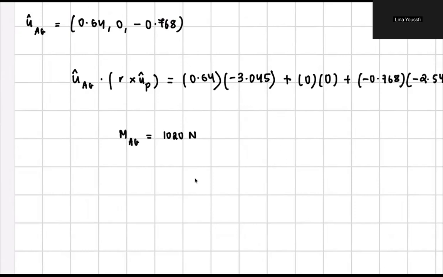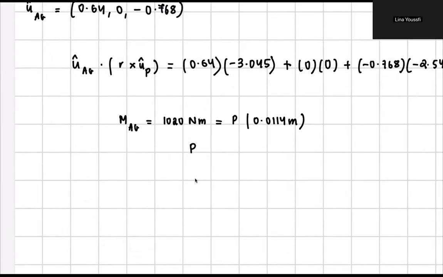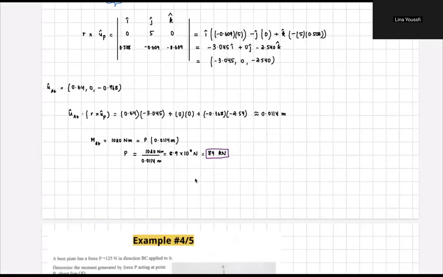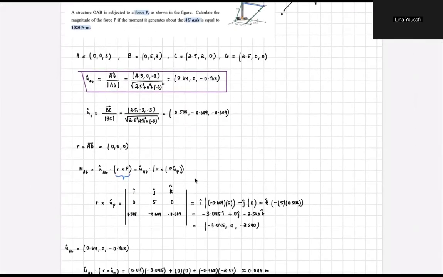So here, since we know that the moment that's being generated about this axis is equal to 1,020 Newton meters, and we know that the distance that P is acting at is 0.0114 meters, then we just rearrange to solve for P by doing 1020 divided by 0.0114. This is Newton meters, this is meters, and we get approximately 8.9 times 10 to the 4 newtons, which is 89 kilonewtons. And that's the solution for that problem.